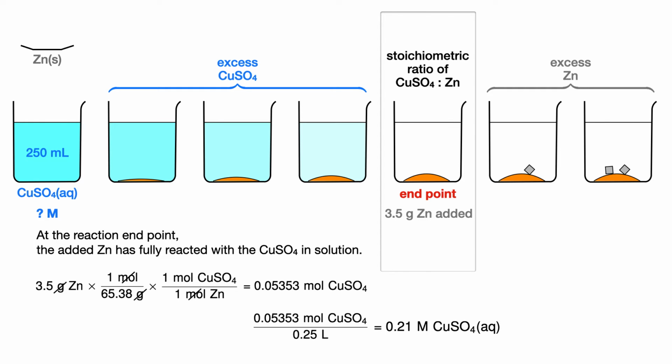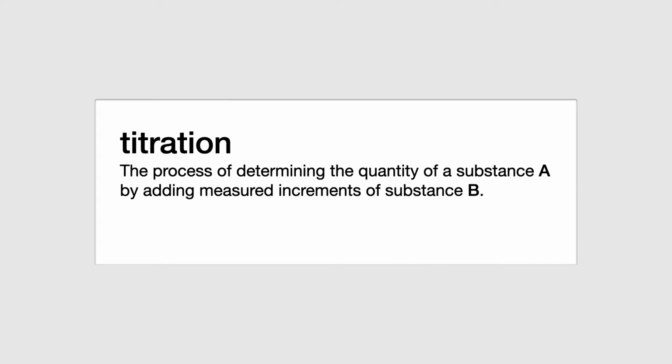So this technique of determining the concentration or the amount of a substance by reacting it with a second substance is called titration. Titration is the process of determining the quantity of a substance A by adding measured increments of substance B. This is the official definition according to the International Union of Pure and Applied Chemistry.